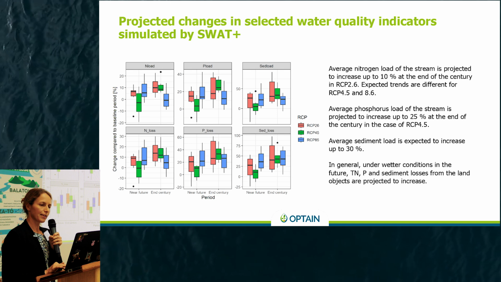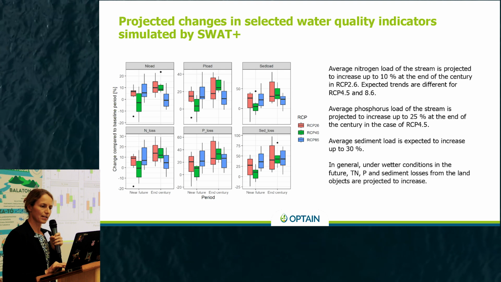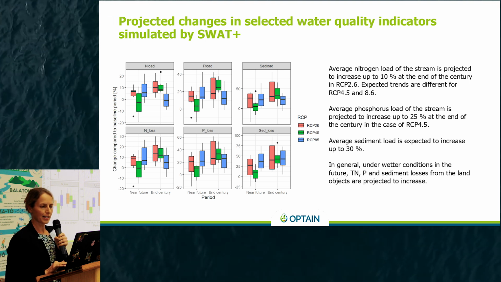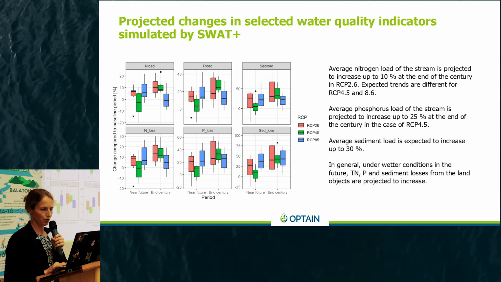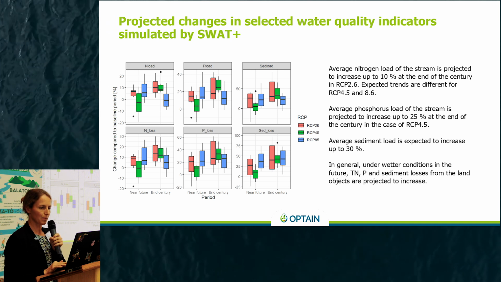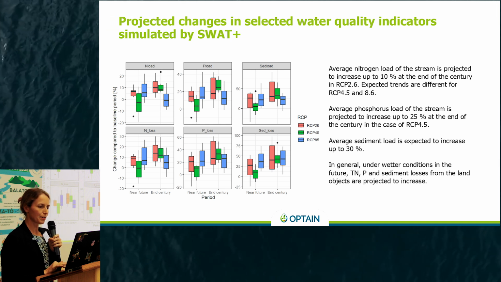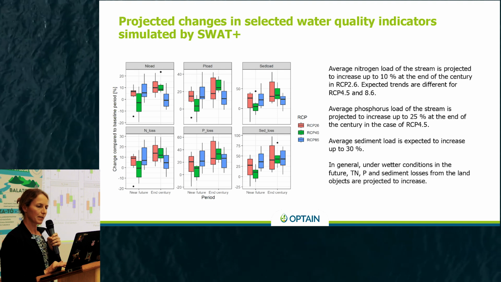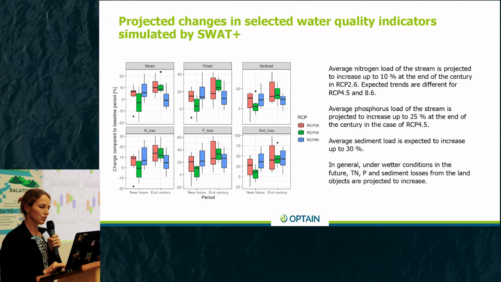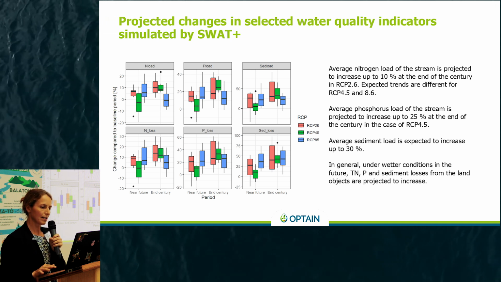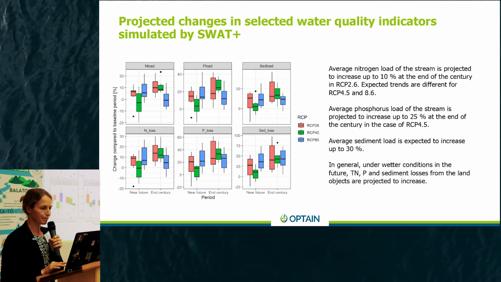So the average nitrogen load of the stream is projected to increase up to 10% at the end of the century in RCP 2.6. And the expected trends are different for the other two RCPs. And the average phosphorus load of the stream is projected to increase up to 25% at the end of the century in case of RCP 4.5. The average sediment load is expected to increase up to 30%. And we can say that in general, under wetter conditions in the future, total nitrogen, phosphorus and sediment losses from the land objects are projected to increase.